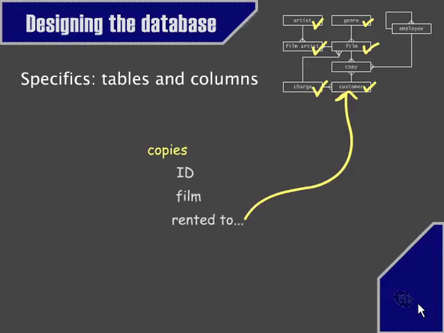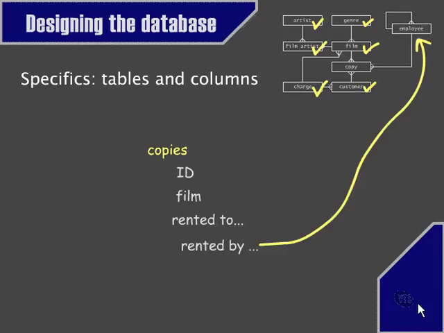We're going to have a rented to column, and that allows us to at any time be able to see who the particular copy of the film has been rented out to. If it hasn't been rented out at the moment, in other words it's on the shelf, then this field will be null. We'll also include a rented by column so that we can keep track of which employee is renting to which customer and which film they're renting.